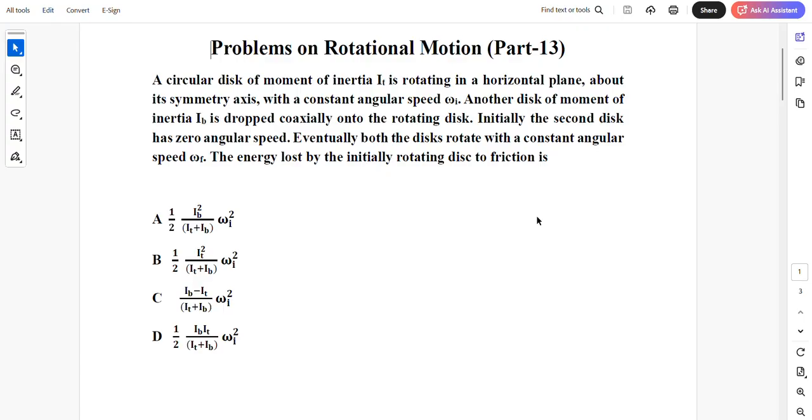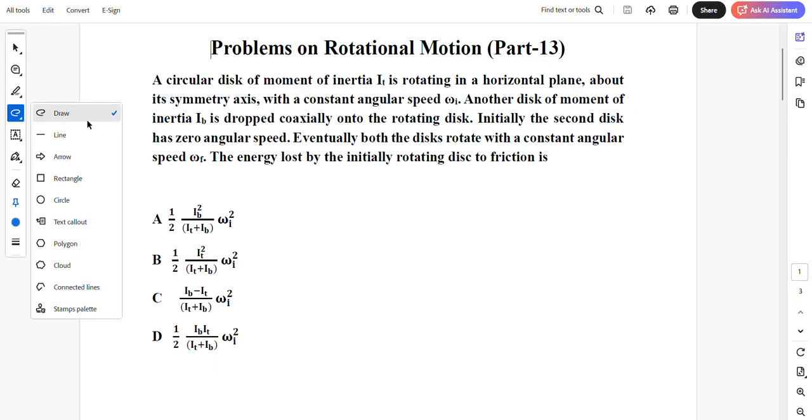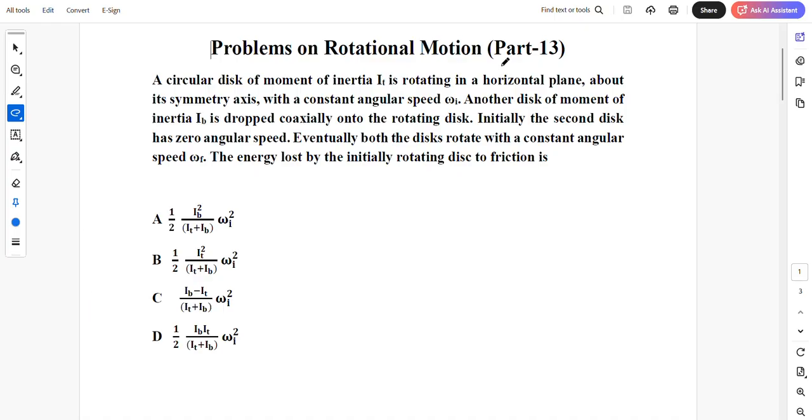Today we'll be seeing some important problems on the chapter rotational motion. We are doing the problems on law of conservation of angular momentum. Students, this is part 13 of the video. Kindly visit the previous videos also so that you can understand the problems on rotational motion. This is the first problem of part 13.